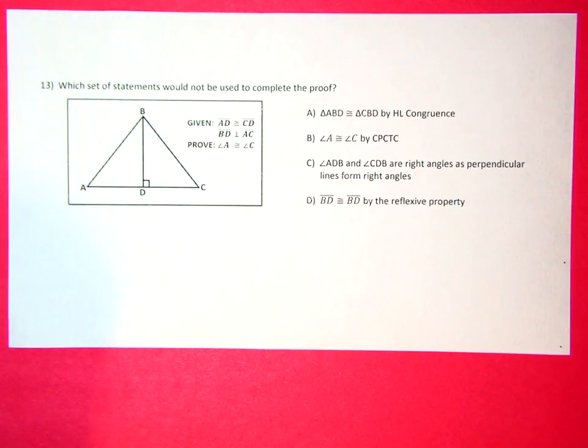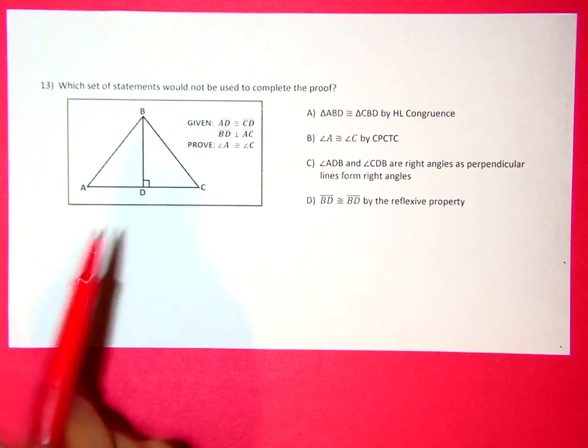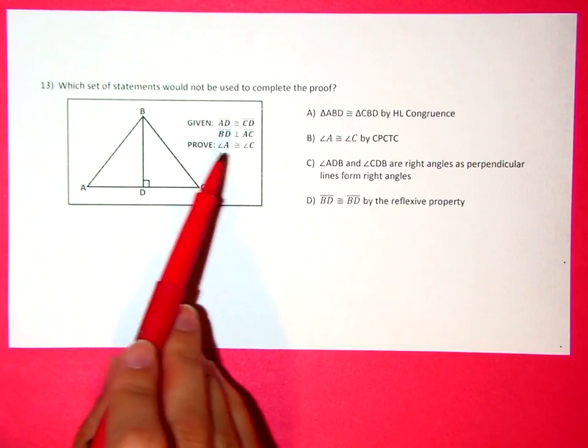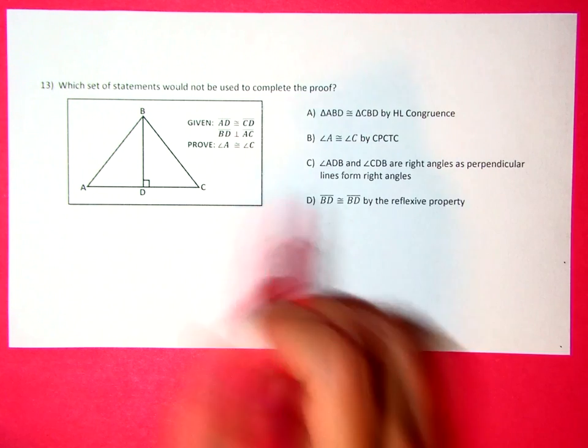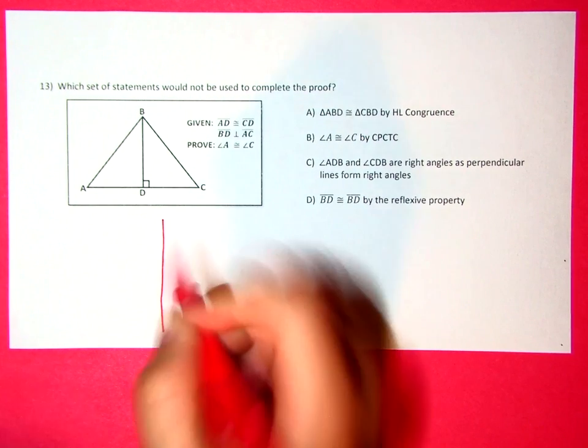Number 13 says, which set of statements would not be used to complete the proof? What I see is we have a given set of given statements and proof statements. So before we even look at what they've given to us over here, we're going to go ahead and set up our own proof.